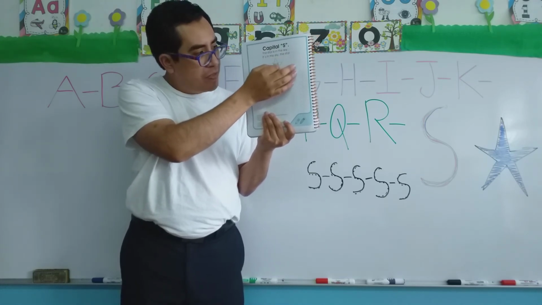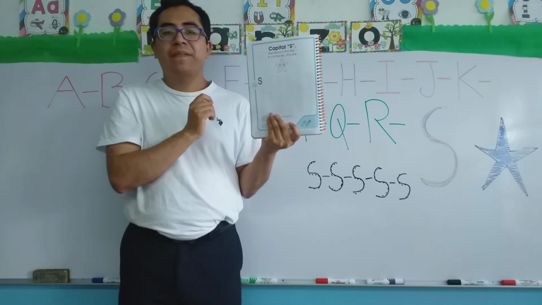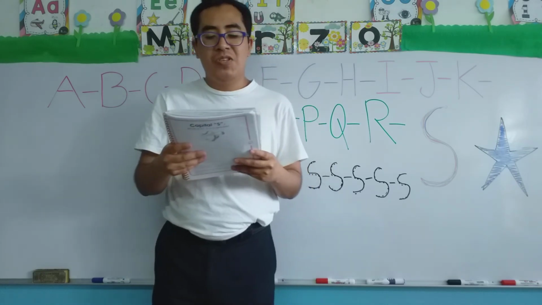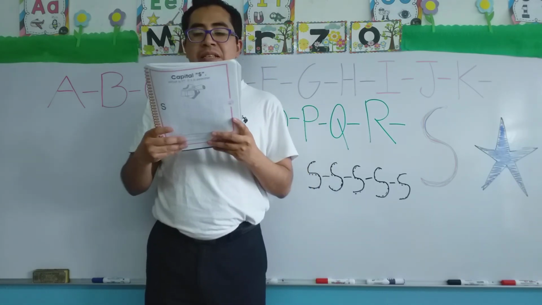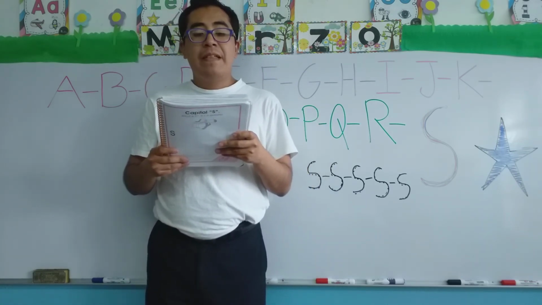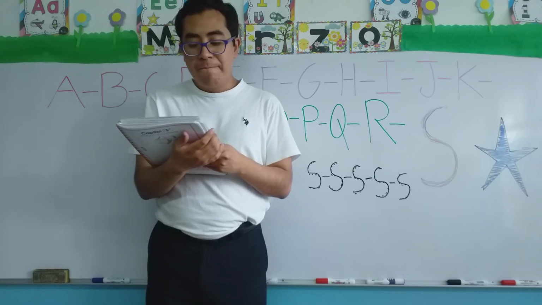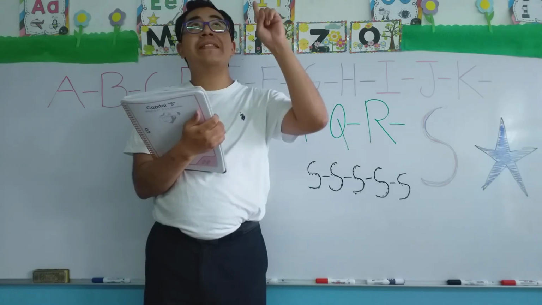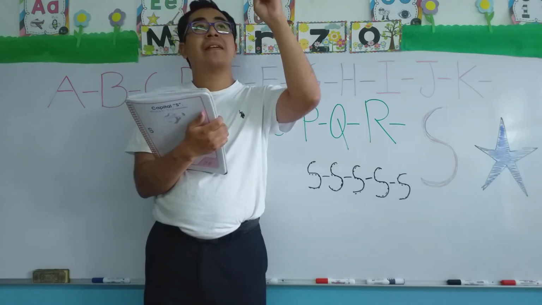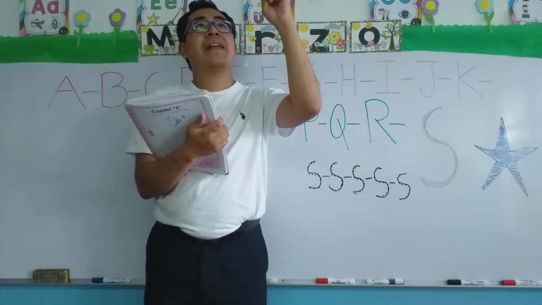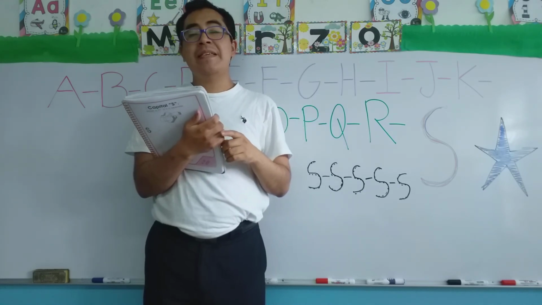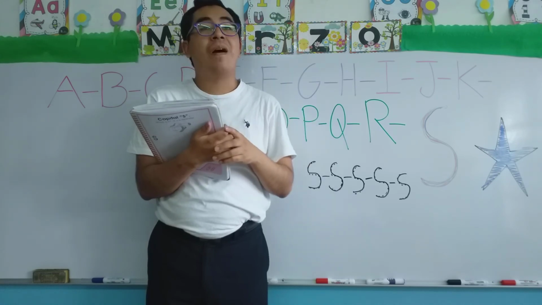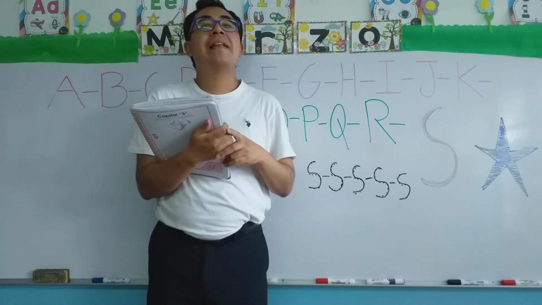Once again, while you are painting the star, don't forget to repeat its name. Star. Star. Very good. Now, on top of the activity, we have a small sentence that says, dice nuestra pequeña oración. The star, la estrella, the star is in the sky. La estrella se encuentra en el cielo. It's in the sky, es en el cielo, the star, donde se encuentra la estrella.